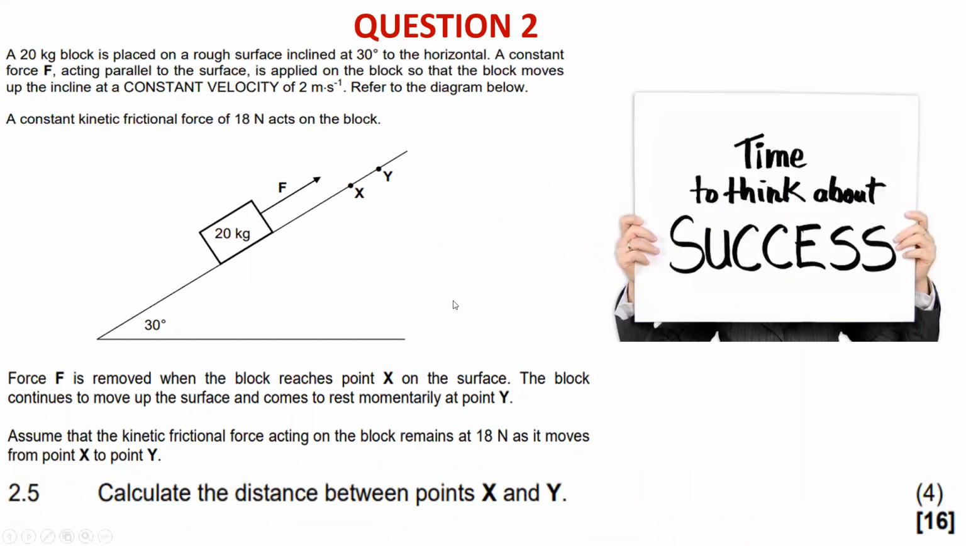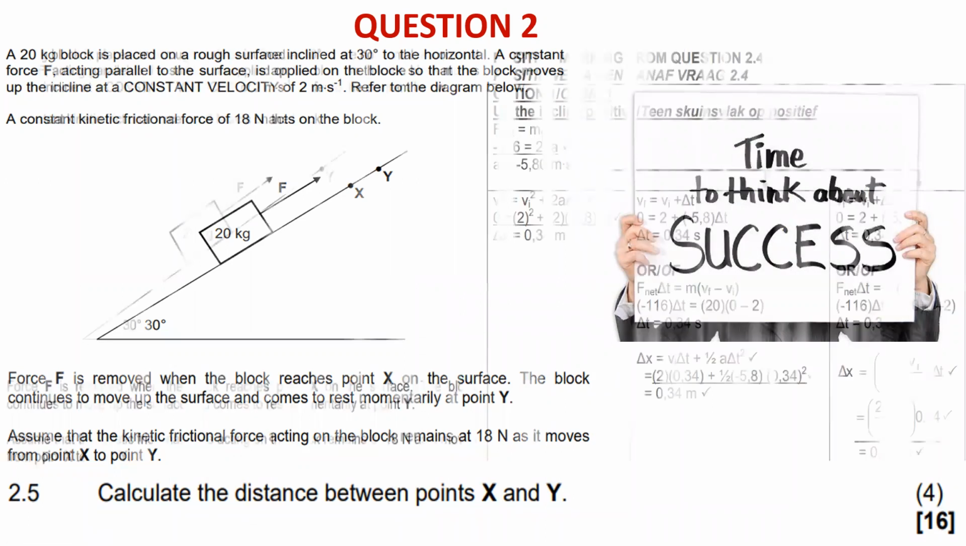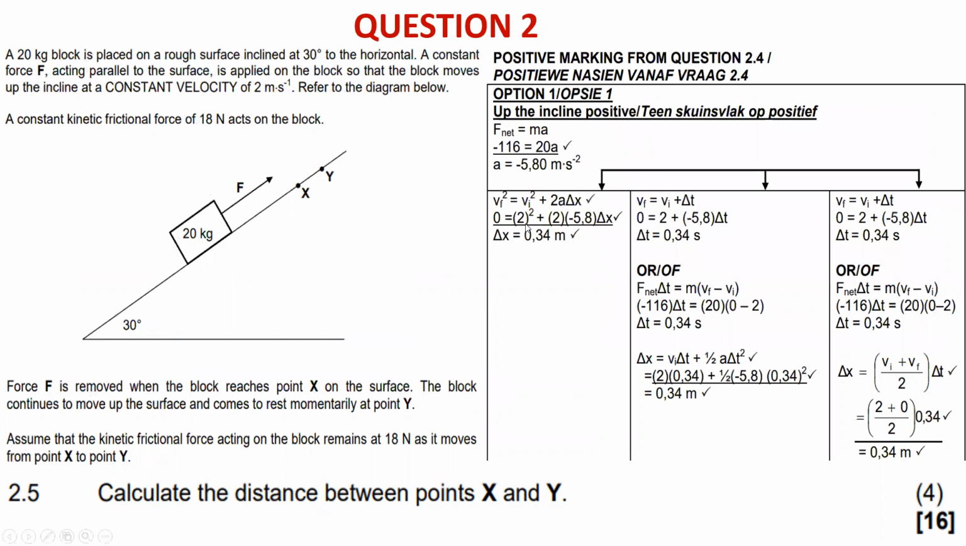Calculate the distance between point X and Y. Now it is slowing motion, just slowing down, it means we have a motion question. In mechanics, we have motion questions. How can we calculate? We have different options. Option 1, first of all, you get the acceleration. F net, you know already. We said F net is equal to 116, and that equals m times a, from Newton's second law. M is 20, so acceleration is minus 5.8 meters per second squared.